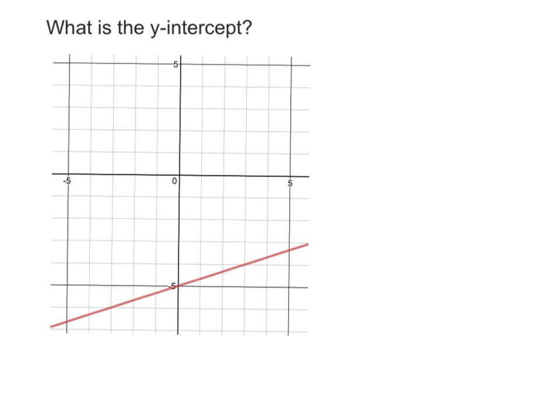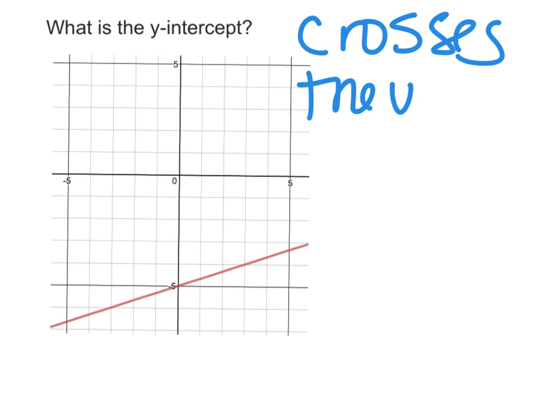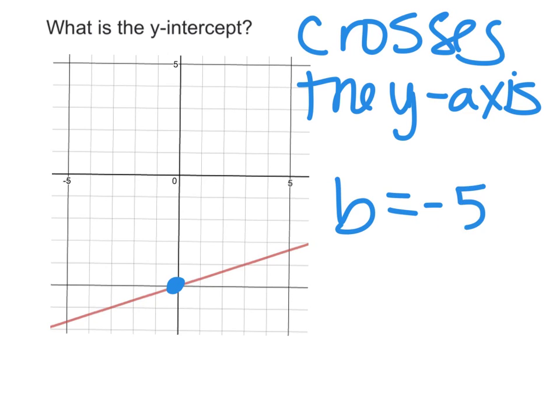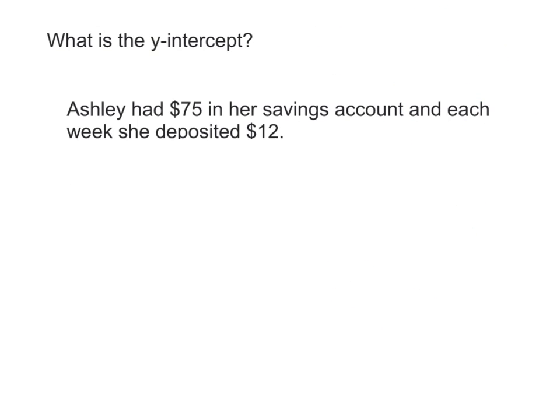On the graph, my y-intercept is going to be located where the graph crosses the y-axis. Wherever it crosses the y-axis, that value is going to be your y-intercept. So in this case, my y-intercept is here, which is at negative 5. So I could say b equals negative 5, because that would mean my y-intercept is negative 5, or I could write it as an ordered pair, 0, negative 5.